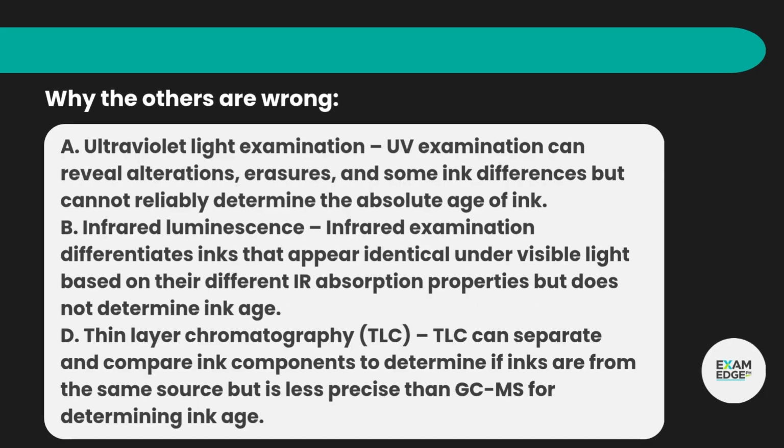A. Ultraviolet light examination. UV examination can reveal alterations, erasures, and some ink differences but cannot reliably determine the absolute age of ink. B. Infrared luminescence. Infrared examination differentiates inks that appear identical under visible light based on their different IR absorption properties but does not determine ink age. D. Thin layer chromatography, TLC. TLC can separate and compare ink components to determine if inks are from the same source but is less precise than GCMS for determining ink age.